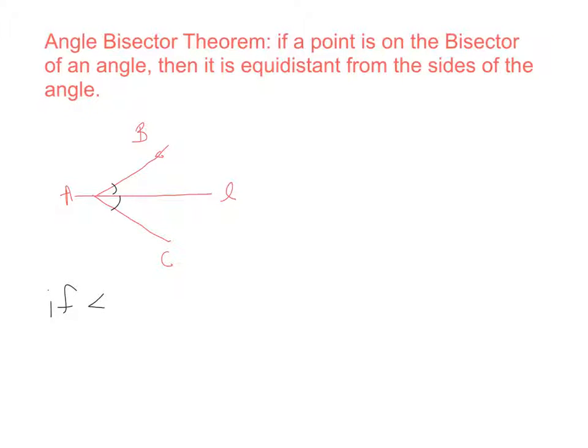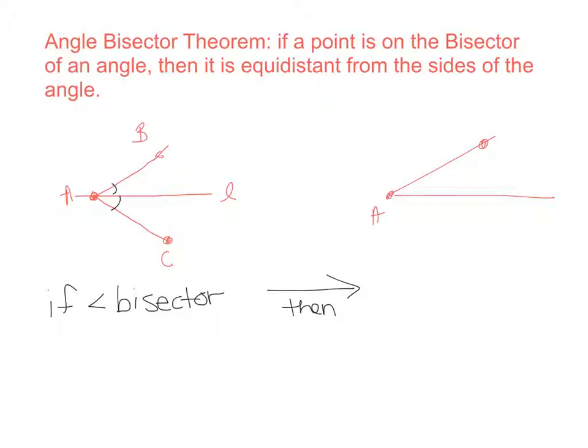So the wording is, if we have an angle bisector, then we have a point P that would be perpendicular. It's the shortest segment. So it's perpendicular. And it's also equidistant from point B to P and from C to P.